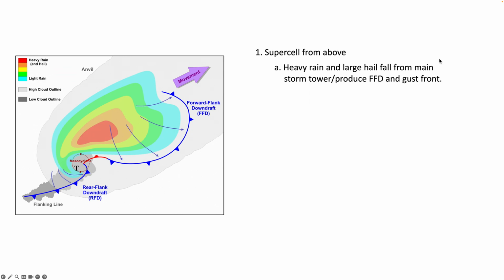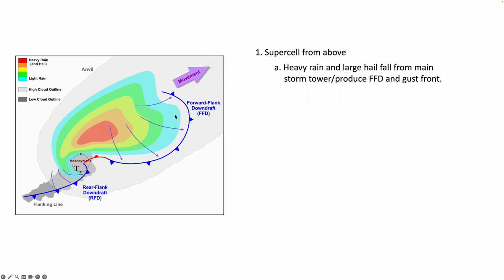So we have heavy rain and large hail, and as a result of this, we get very, very powerful downdrafts that are produced by our heavy rainfall and hail. These streamlines, these arrows, are meant to indicate both the downdrafts and the outflow of our downdrafts once they reach the surface. And then they will produce a pretty well-defined outflow boundary. So this is our gust front that's produced by the main tower of the thunderstorm.